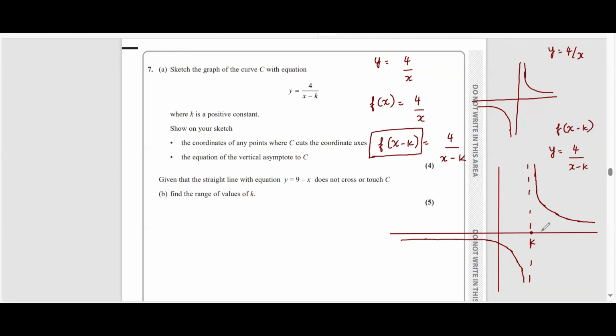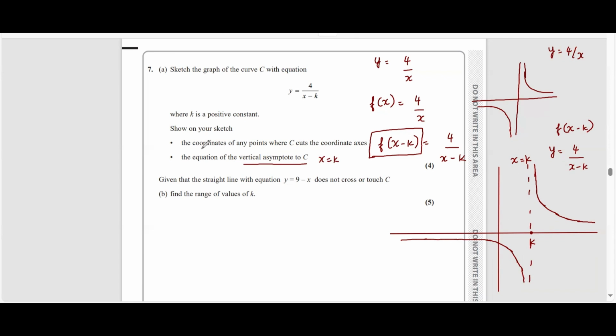Now, the equation of the vertical asymptote is what they have asked. Equation of the vertical asymptote: if it is parallel to the y-axis, we write x equals, and it is passing through the point k. Therefore, x equals k will be the equation of the vertical asymptote.